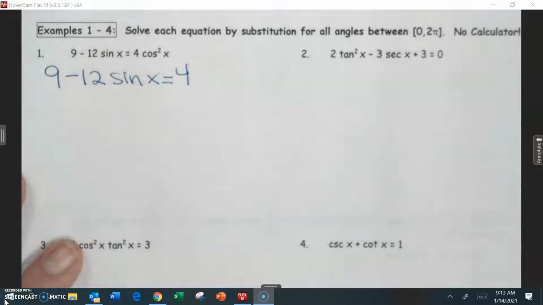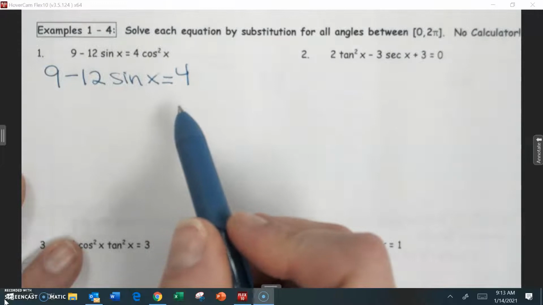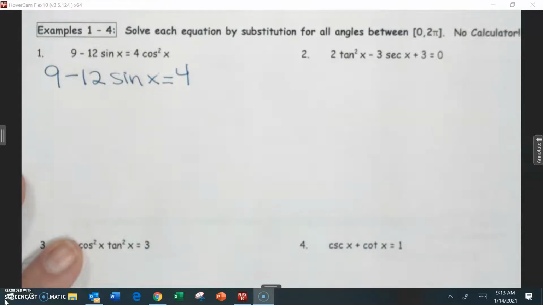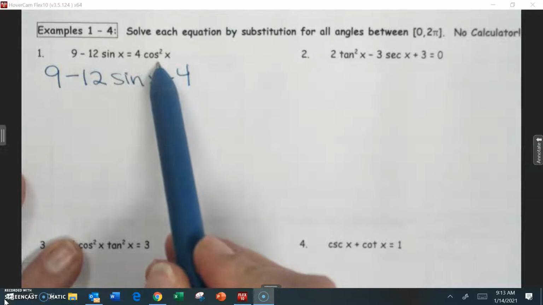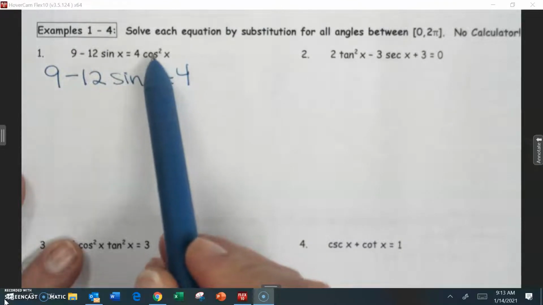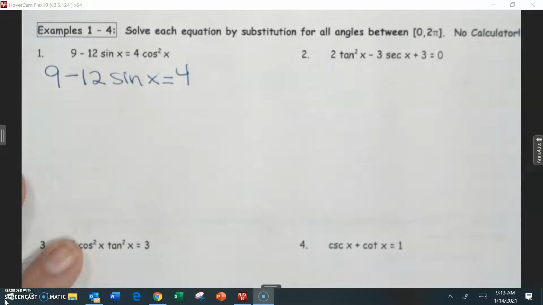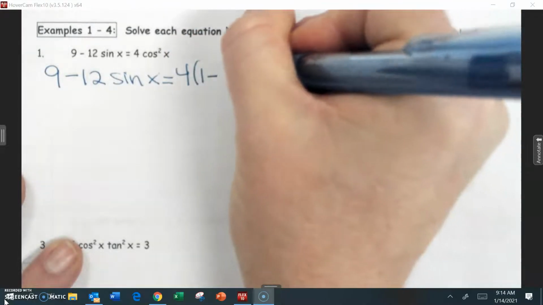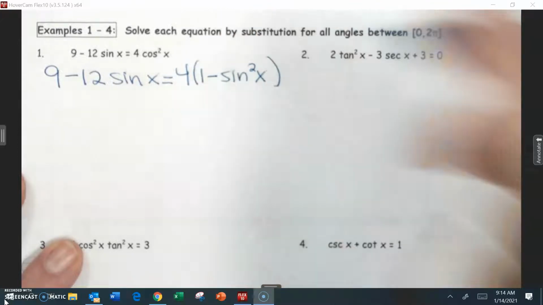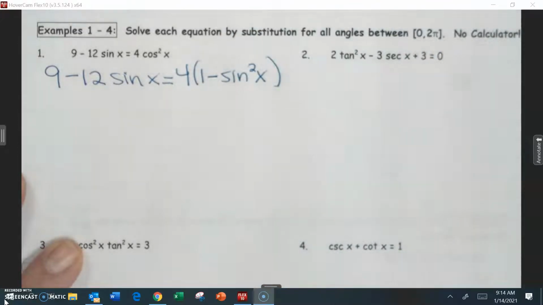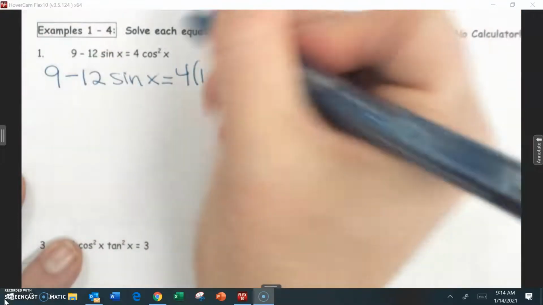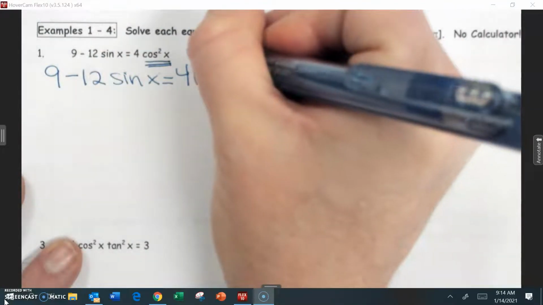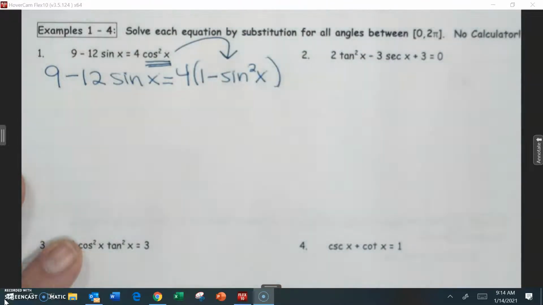Can you all see that okay up there? Okay, I don't usually use this, so if I need to turn off the lights or something, let me know. Do you realize that cosine squared of x, Emily is telling us, hey, go to your Pythagorean identities. What's cosine squared of x equal to, everybody? 1 minus sine squared of x. So what happens is she has taken out this and she has put in its equivalent.